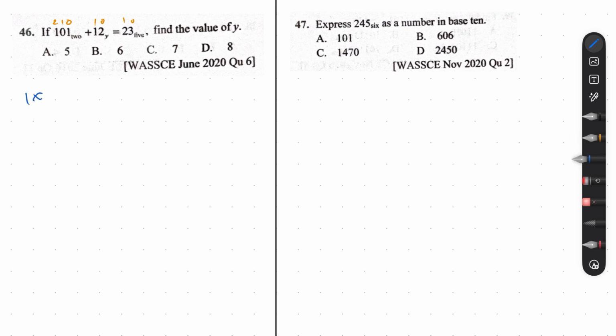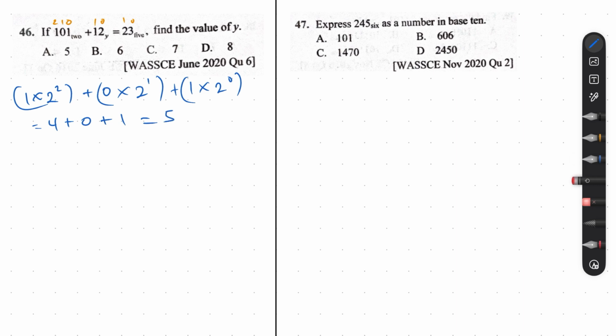1 times 2 squared plus 0 times 2 power 1 plus 1 times 2 power 0. We have 4 plus 0 plus 1 is equal to 5. Okay. We do the same thing for the other side. So this conversion is for which one? It's for this one. Okay. So now we're going to do for this one.